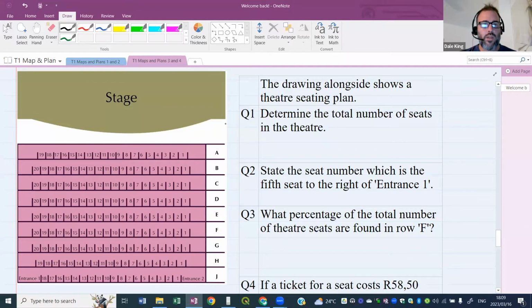Sometimes in stadiums, they'll have seats all around the field, and it looks a little more complicated, but a stage theater setup like this is very simple. Also, a movie theater seating plan is very similar to this one. So let's have a look at the questions.